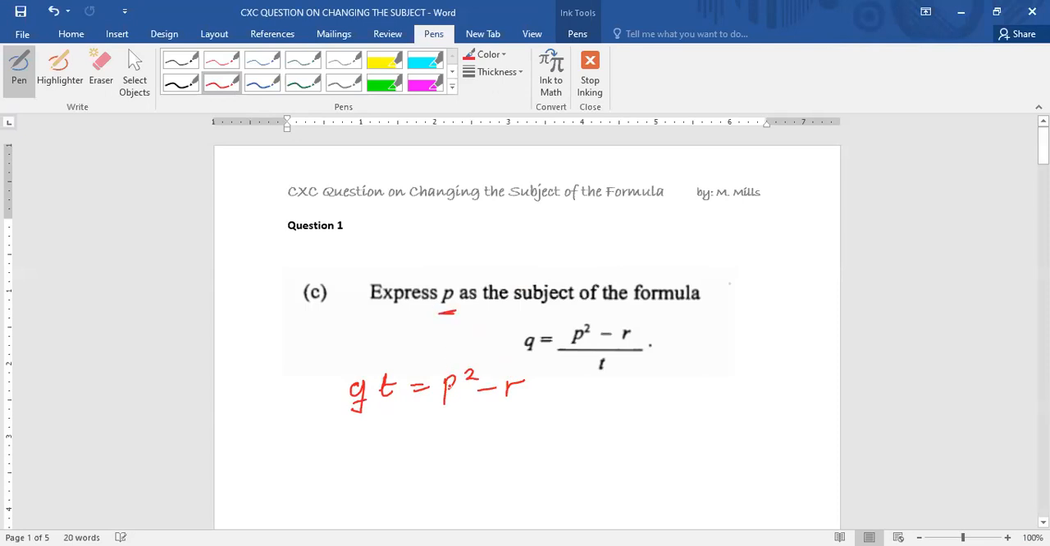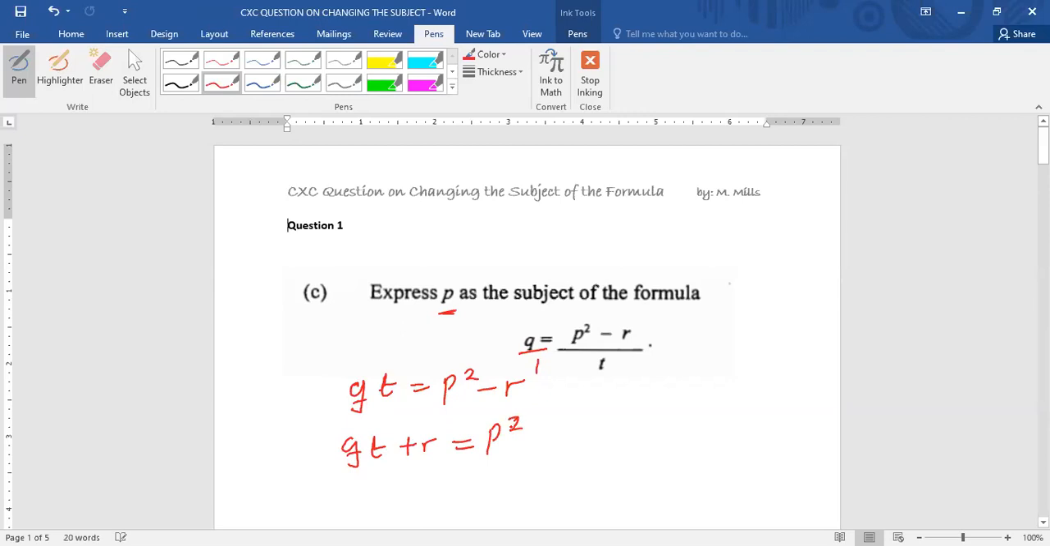Which one will I move next? So I have QT is equal to P squared minus R. You put this over one, then you cross multiply. You move the T to come and multiply. You get that. What's the next thing? Which one will I move next? The R. The R is negative. When it goes over the side, you cancel what? Positive.